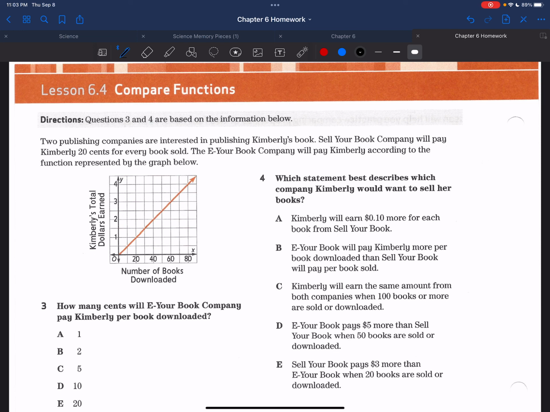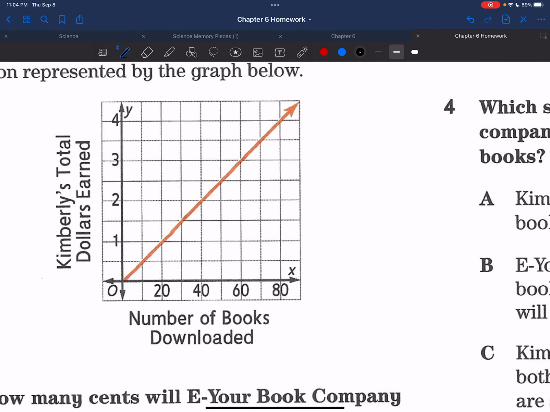So I'm going to go ahead and write a function for Sell Your Book. The Sell Your Book will pay her 20 cents per book. So that would be y equals 0.20 times x for the number of books. And then the other one is represented by the graph. So I'm going to look at this graph and see what it says.